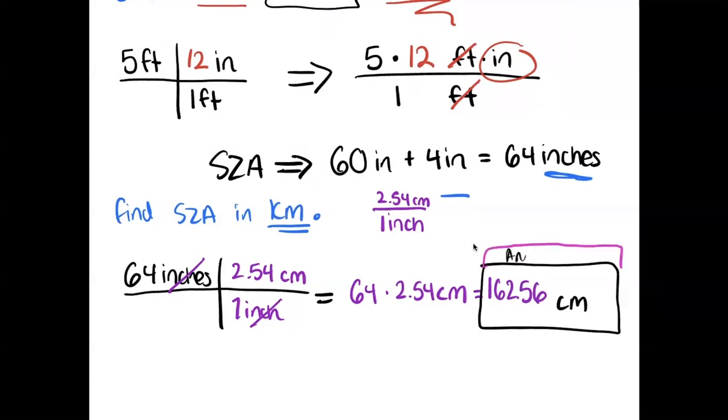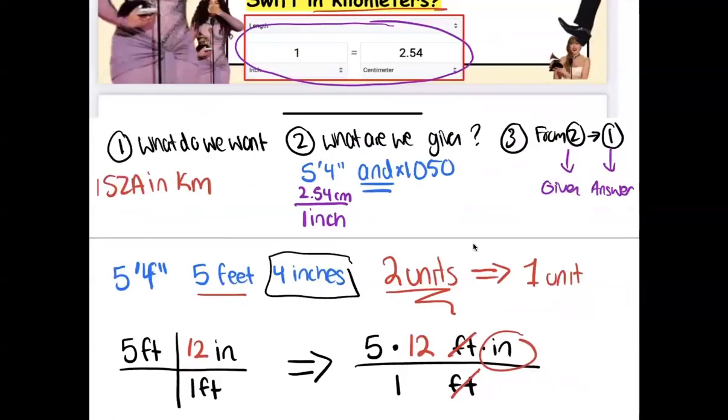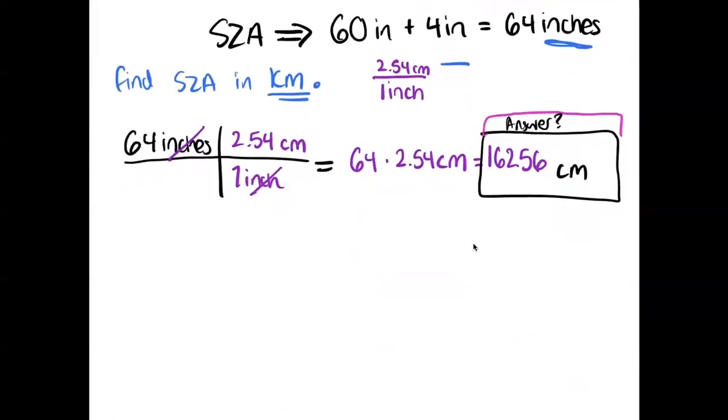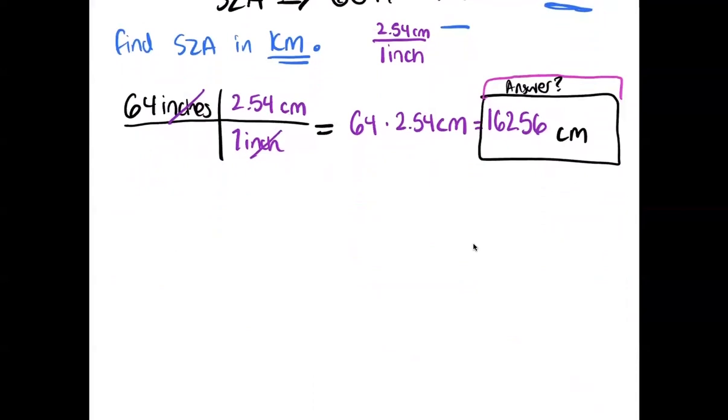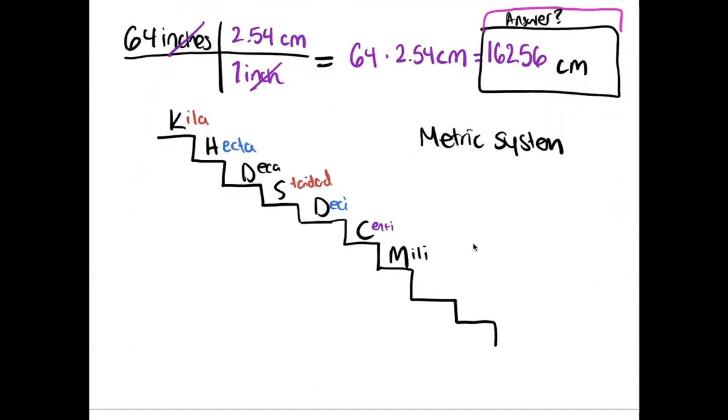Are we done? No, because we wanted the answer in kilometers. One good thing is that we can convert to metric units. So in class, we talked about the metric scale, and we can think about it as a staircase. If I have meter or liter or gram, it goes in the standard. And then we add these prefixes.